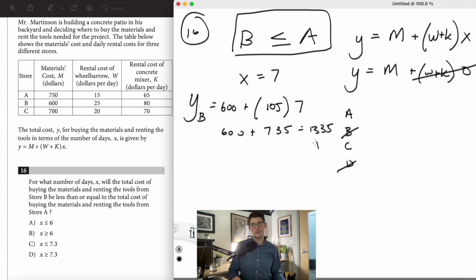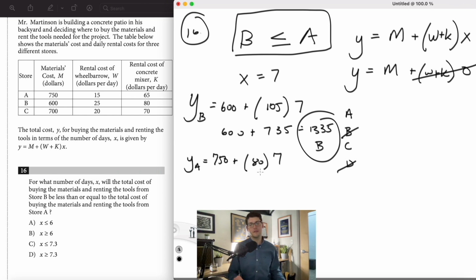So this is store B. I'll do store A now. Store A would be 750 plus w and k add up to $80, and we'll do it times 7 days. 80 times 7 is $560. So we're saying 750 plus 560. That's equal to 1310. So it looks like store A was cheaper here.